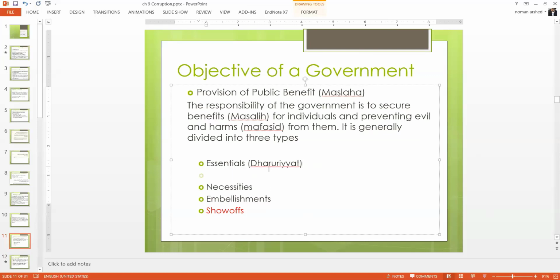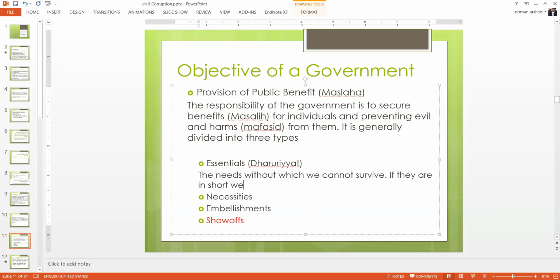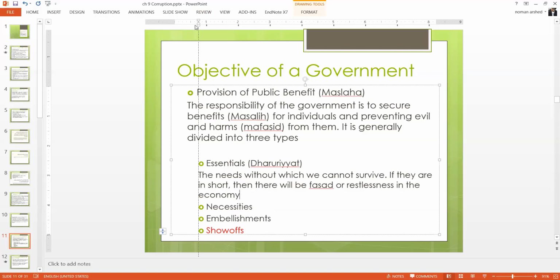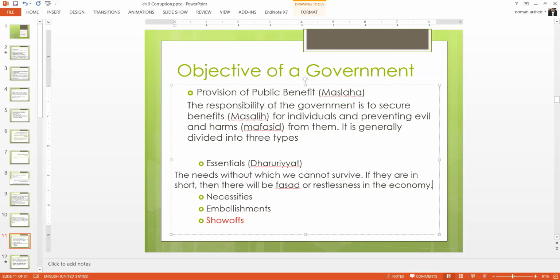So essentials are the needs without which we cannot survive. If they are in short supply, then there will be fasad, or restlessness in the economy. So what does it mean? These goods include simple commodities: water, food, shelter.